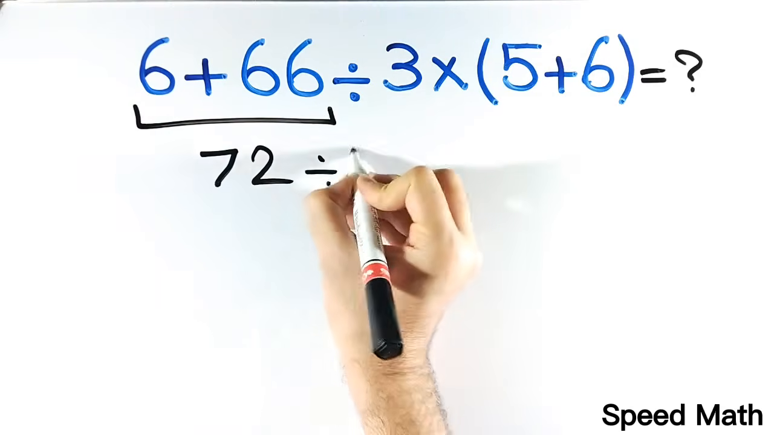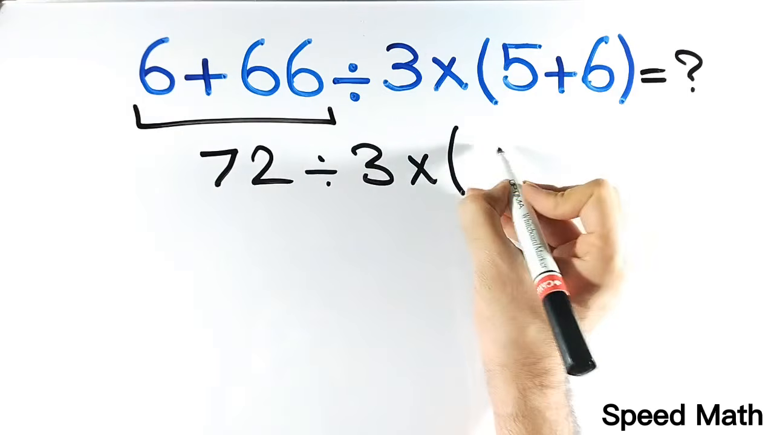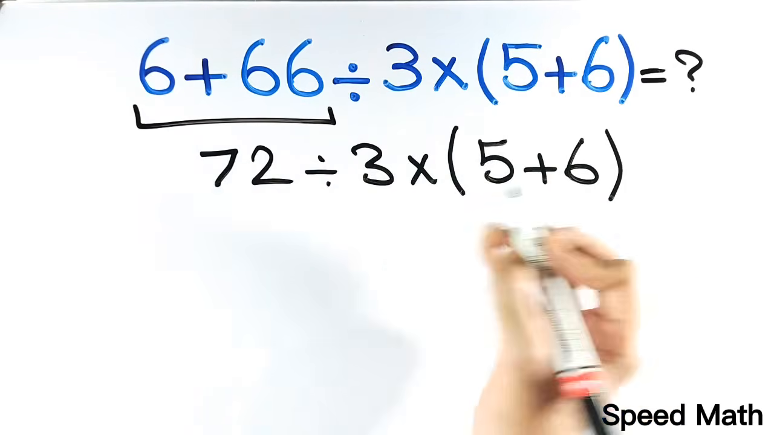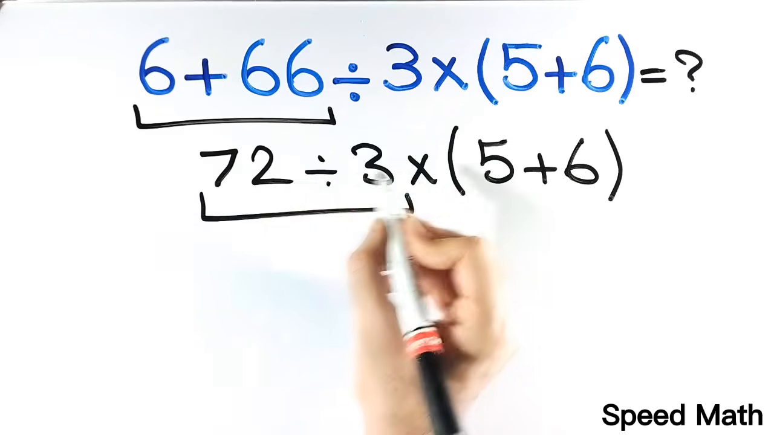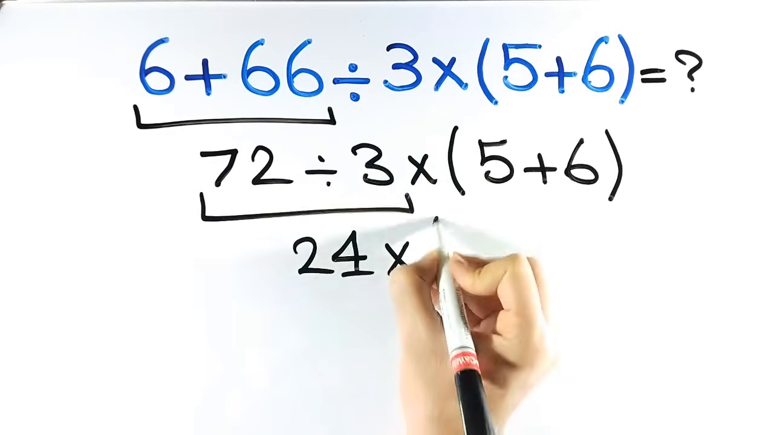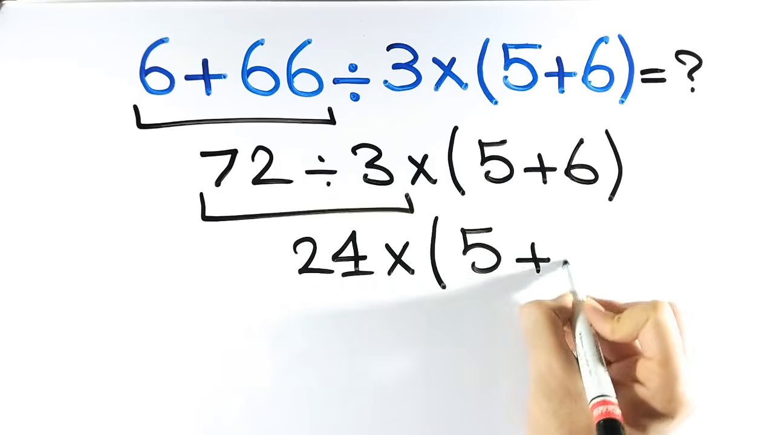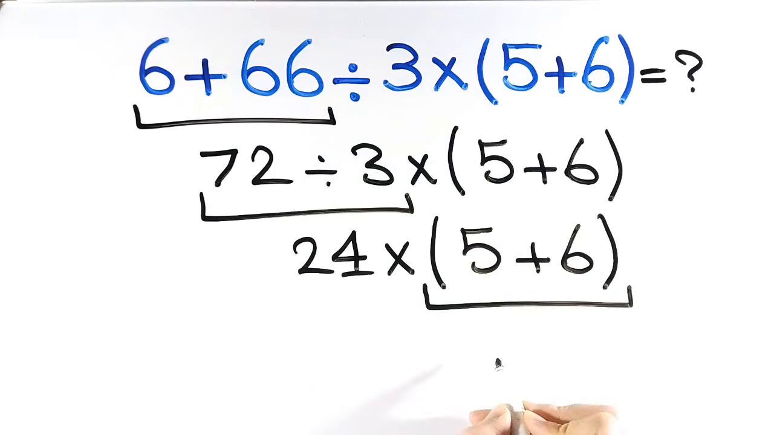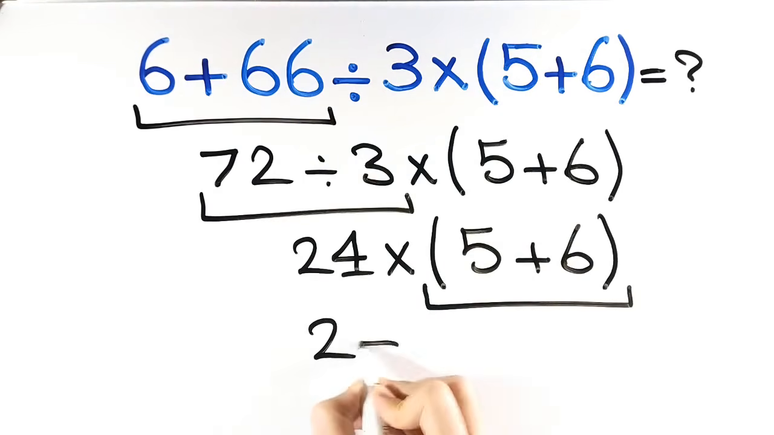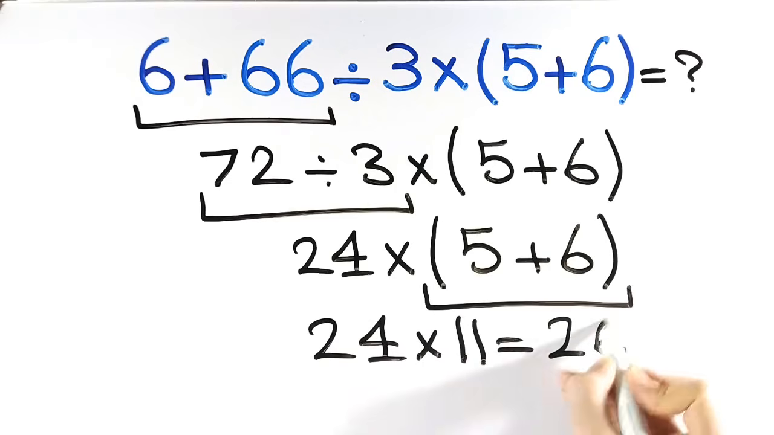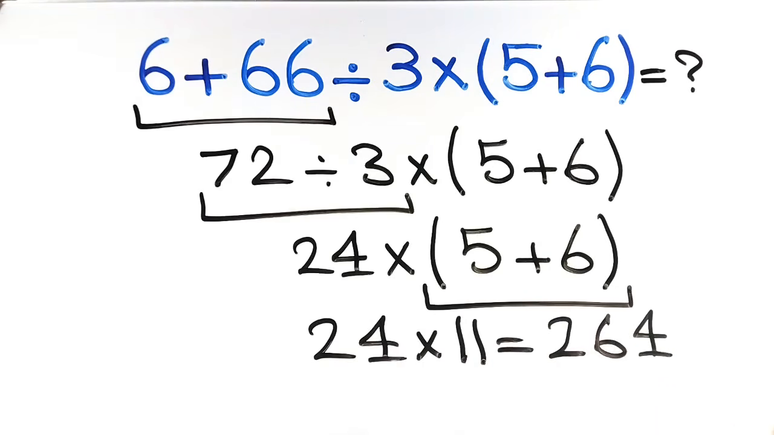72 divided by 3 multiplied by (5 plus 6). And the next step, they go for the division between 72 and 3 and write this expression as 24 multiplied by (5 plus 6). Then they go to the expression inside the parenthesis and write this expression as 24 multiplied by 11, which finally gives them the answer 264. However, this answer is actually incorrect.